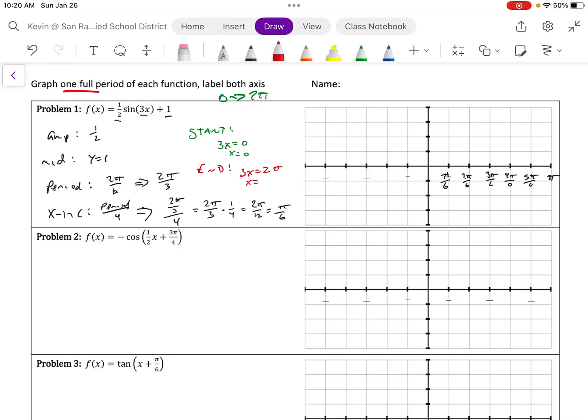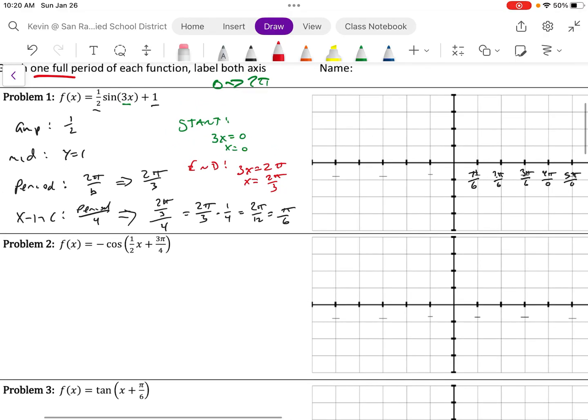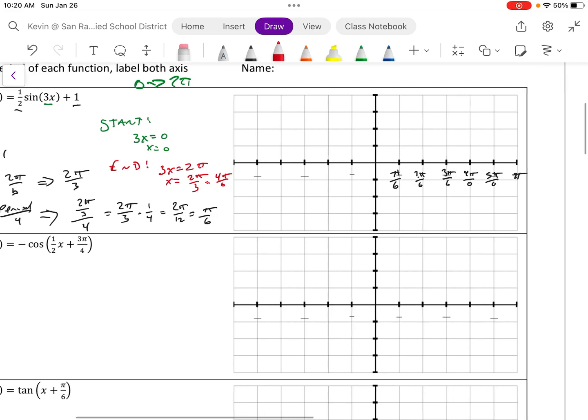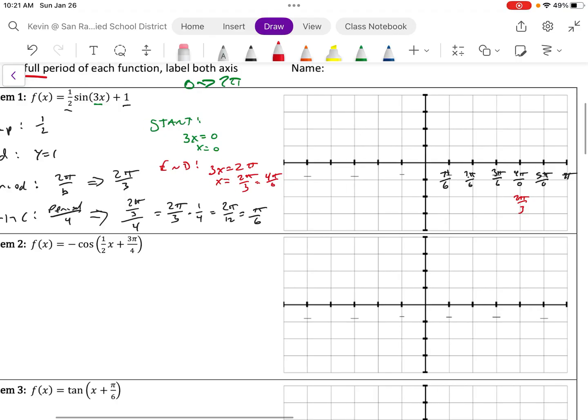But anyway, so our end is going to be 3x equals 2 pi. So x equals 2 pi over 3. Let's convert that to 6, since that's what we labeled. So that would be 4 pi over 6. So on our graph over here, notice we didn't reduce our fractions at all. So 4 pi over 6, which is also 2 pi over 3. That's our ending point.